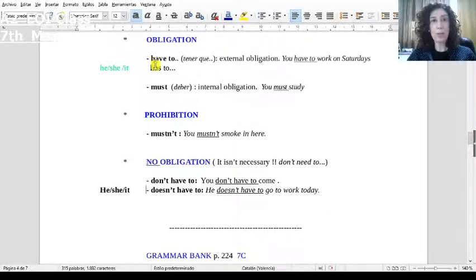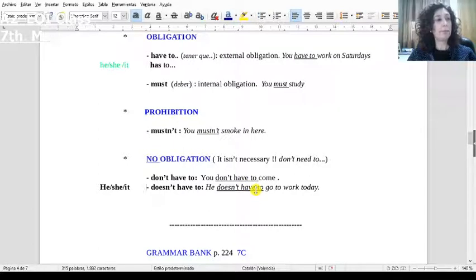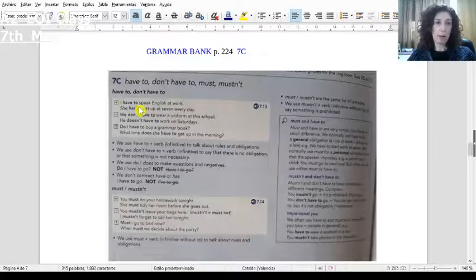¿Vale? Entonces, obligation, have to or must. Prohibition, mustn't. And no obligation, there's no need, don't have to, o tercera persona del singular, doesn't have to. Clear? The explanation? Well, then everybody learn that. Take your book and go on page number 224, Unit 7C, Modal Verbs. Everybody? Yeah? Well, I have the explanation here. Tenemos la explicación igual. Have to, don't have to, must or mustn't.